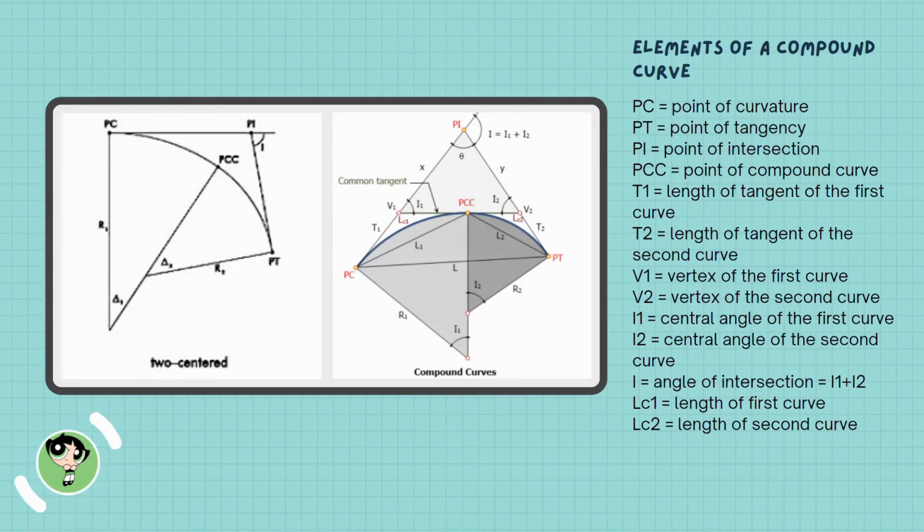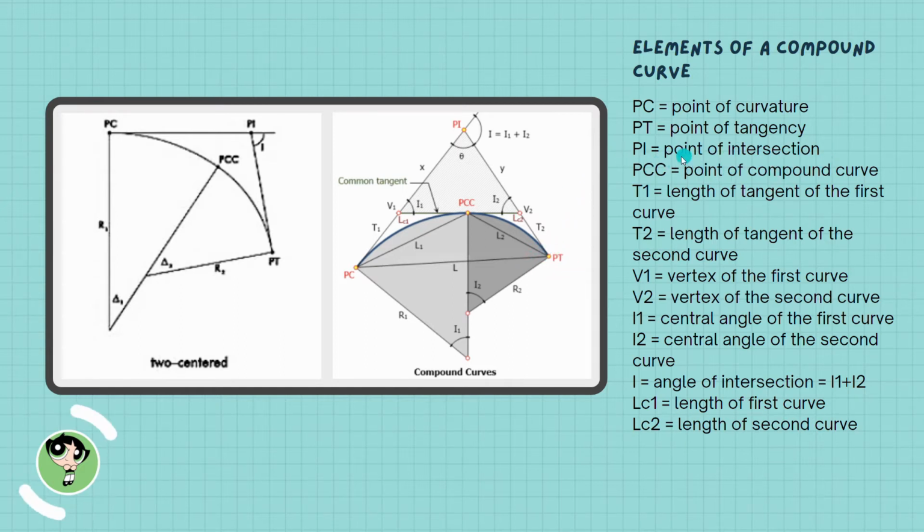Next is we have the elements of a compound curve. First is the point of curvature or the PC. The PC is located right here. This is where our circular curves begin. So here our curve starts, at the point of curvature. Next is the point of tangency. Here at the last, this is where our circular curve ends. So here our curve stops, at the point of tangency or PT.